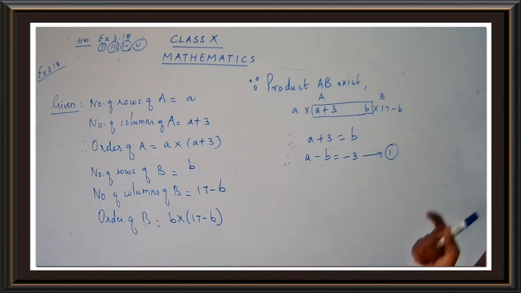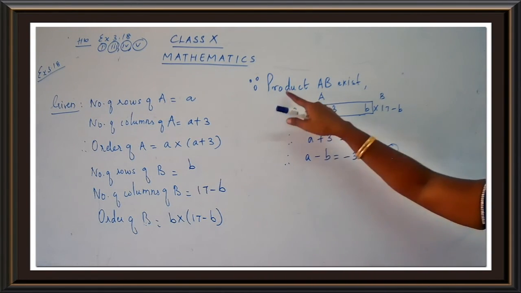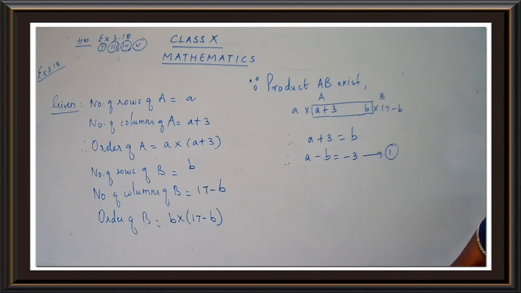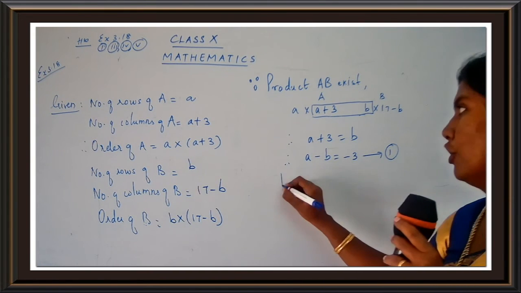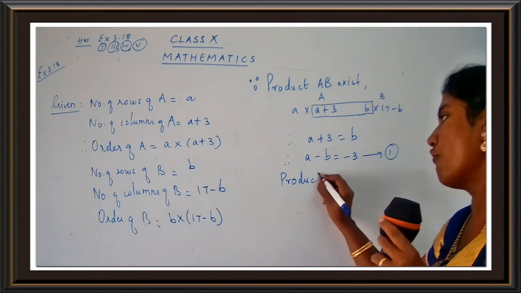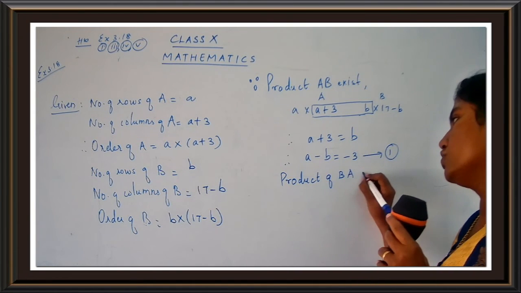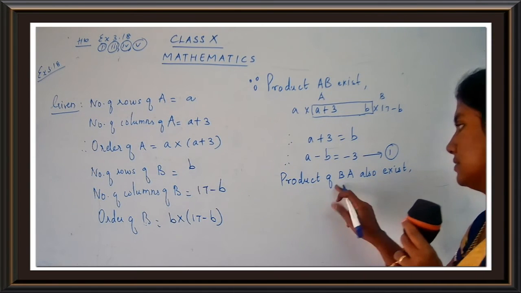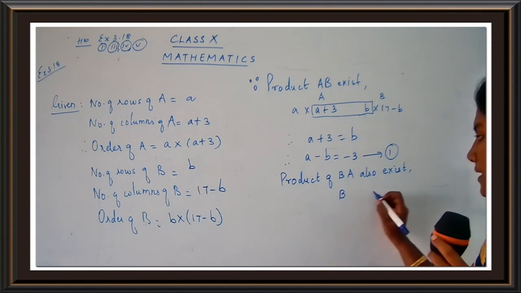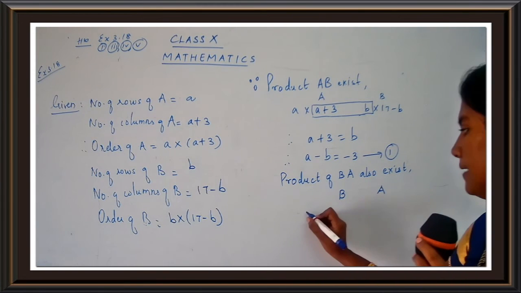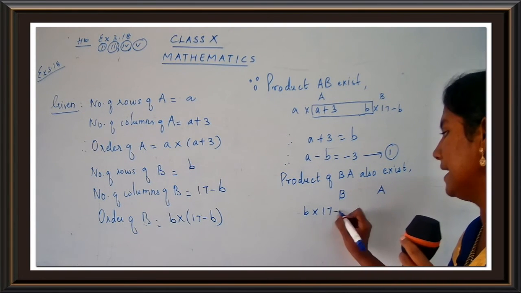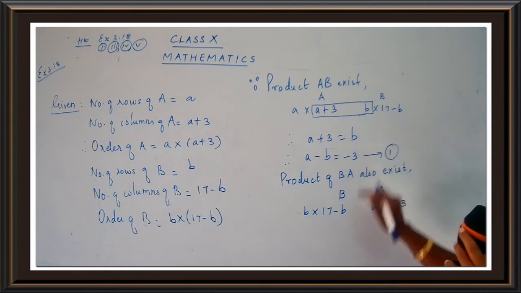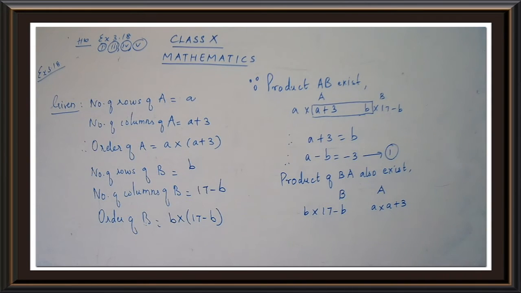Now the next step will be done by you. Since product AB exists, I have taken the condition for AB. Now you are going to take the condition for BA. Okay, children? Write down: product of BA also exists. So you write BA. Write the order for B, B cross 17 minus B, and A cross A plus 3. Complete these two steps. I want the answer. Come on, do the step.